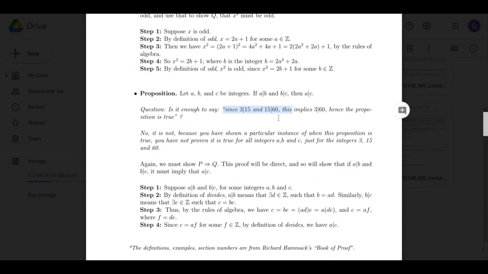To prove, we have to use the definition, right? If A is a factor of B, that means B can be written as AS, where S is an integer. B divides C, that means C can be written as BM, where M is an integer. So from there, we prove A divides C.